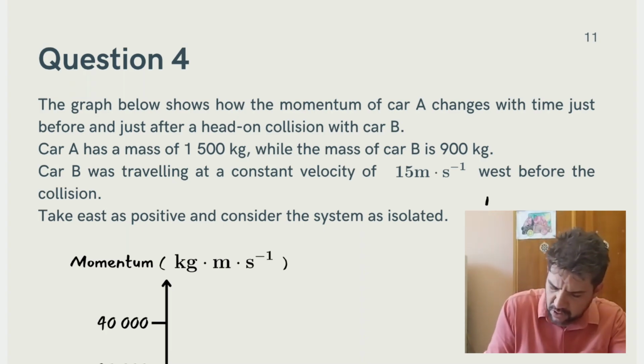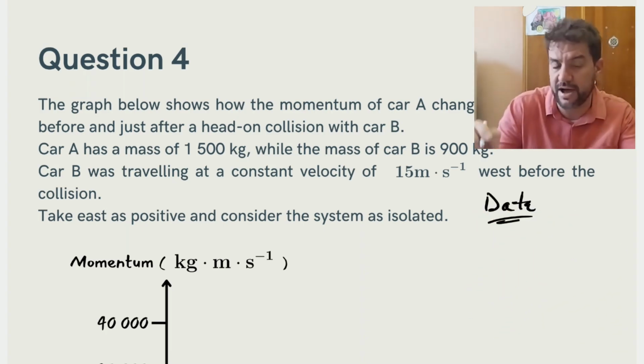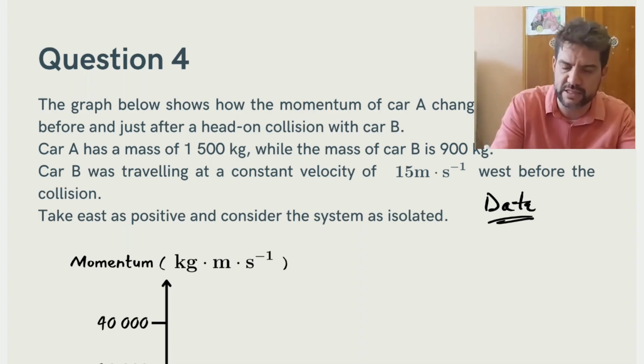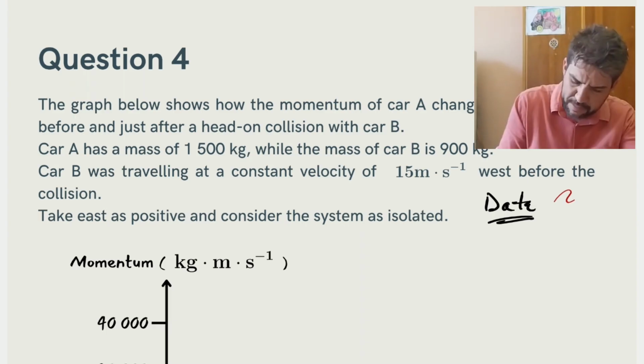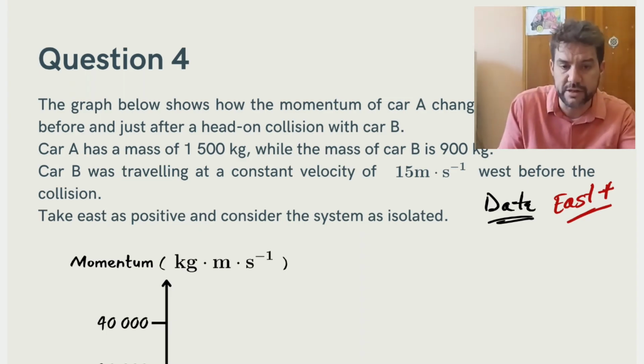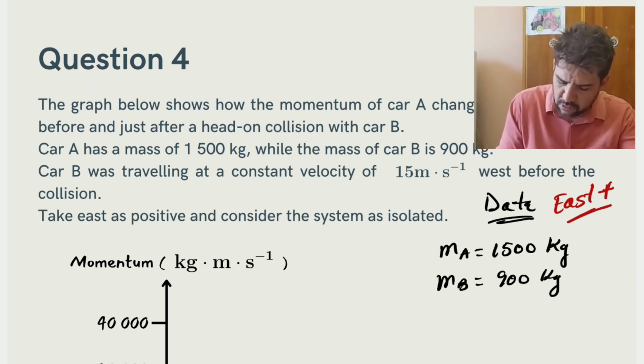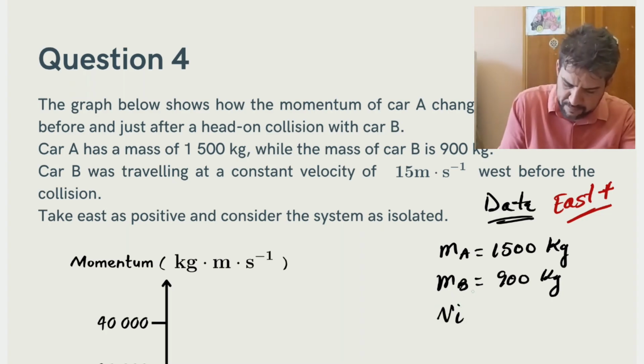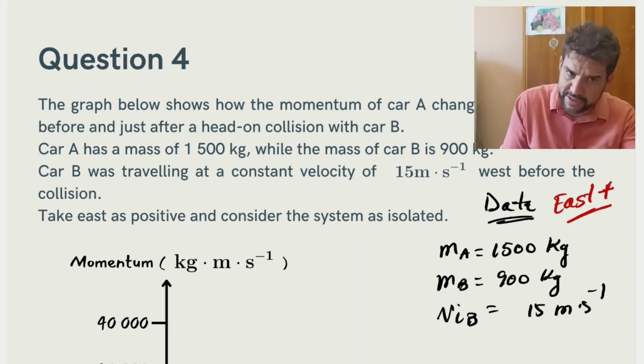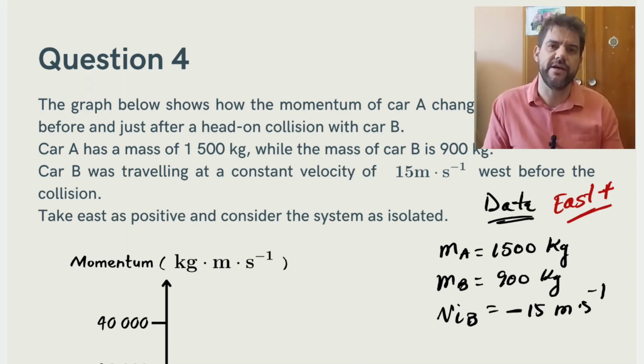Let's write the data on this corner, the data that we have apart from the graph. In the graph is more data we can get, okay? So here, they say we must take east as positive, and that is what we are going to do. What other data we have here? Mass of A is 1,500 kilograms. Mass of B is 900 kilograms. The initial velocity of B is equal to 15 meters per second. They say west, it's therefore a negative value there.